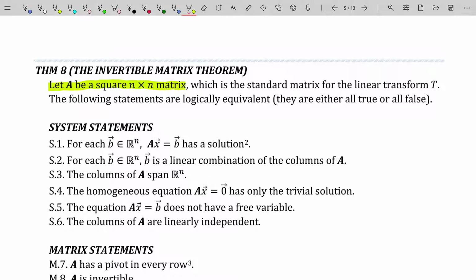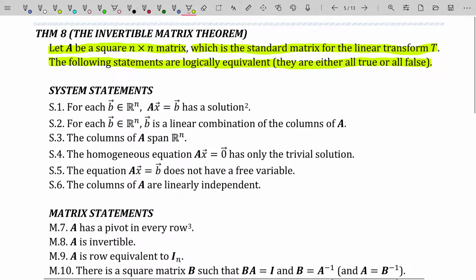Well, that's a new rule. Up to this point, all of our equivalence theorems have been about non-square matrices, m by n matrices. Also, let's assume that A is the standard matrix for a linear transformation T. Then, as all equivalence theorems will state, the following statements are logically equivalent. They are either all true or all false. And you can see them written out here.